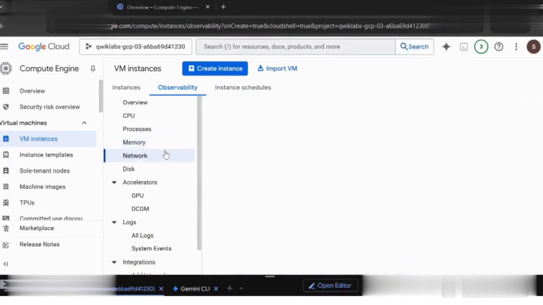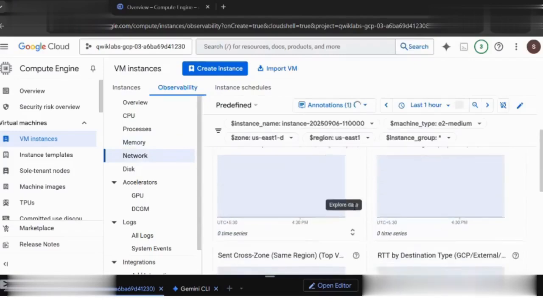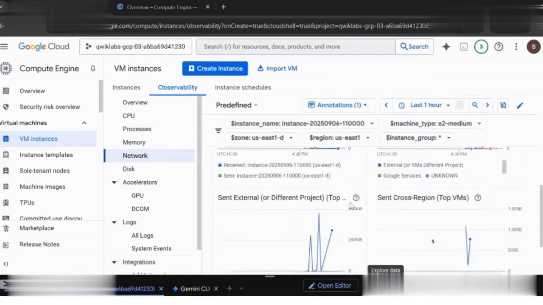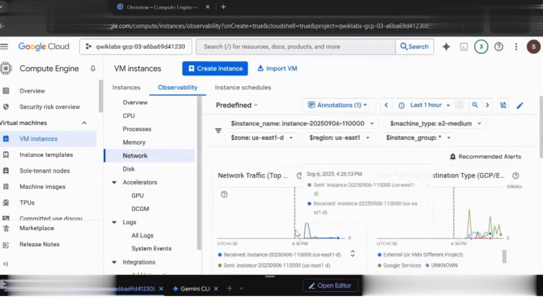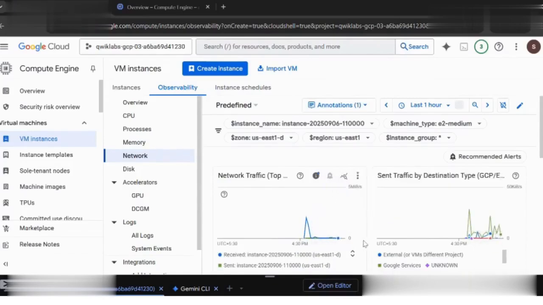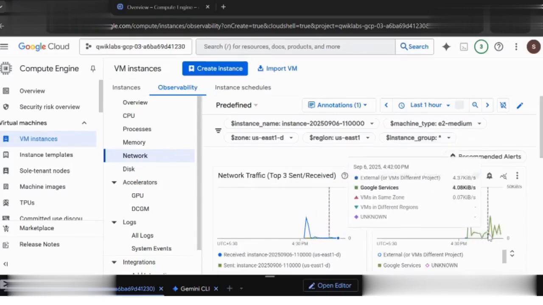Next, let's look at the network utilization. On the left, the network traffic graph shows overall inbound and outbound traffic for the virtual machines. Peaks indicate periods of high data transfer, while valleys show lower activity, helping us understand bandwidth usage patterns. Next, we have several detailed breakdowns for the top virtual machines. Send traffic by destination shows where data is being sent, internal, external, or cross region.